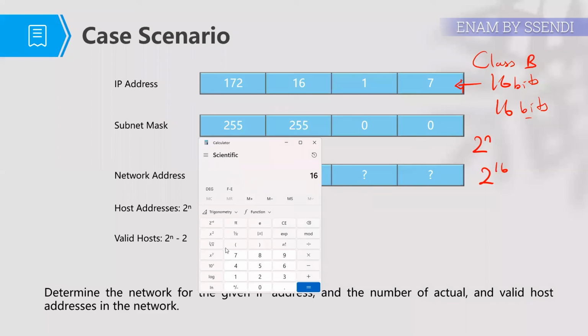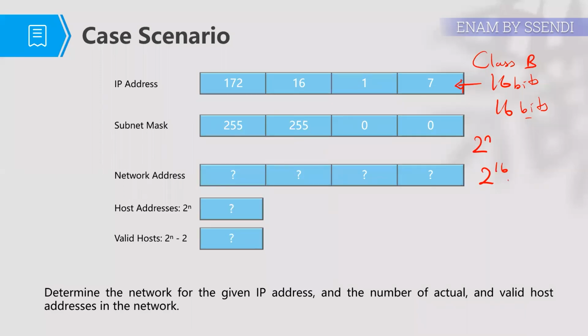So 2 to the power 16, we get 65,536. So our answer would be 65,536 actual host addresses.